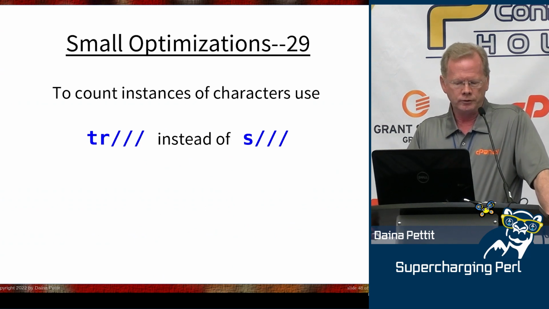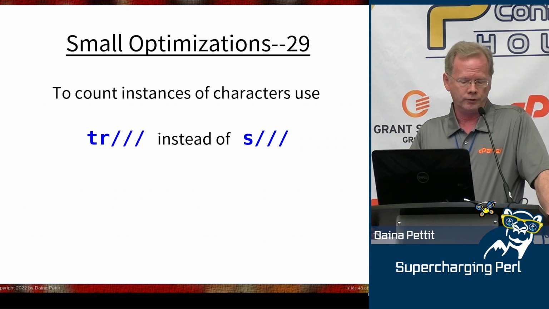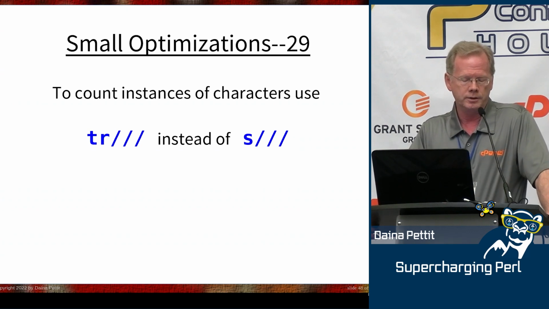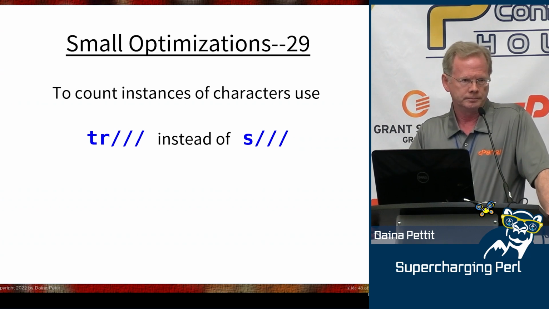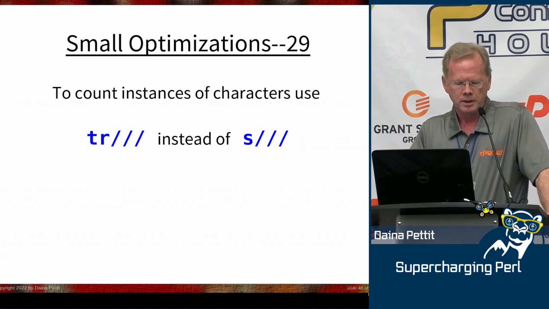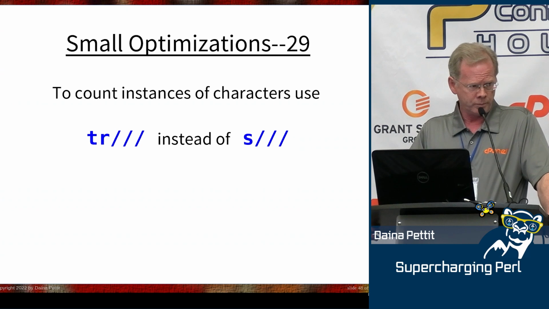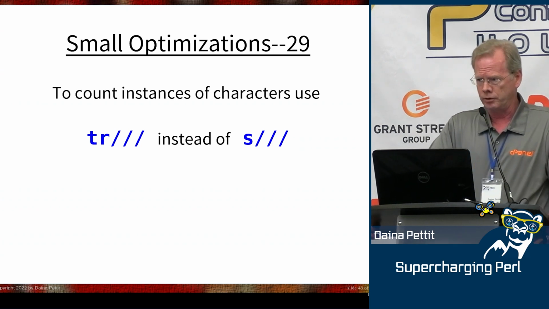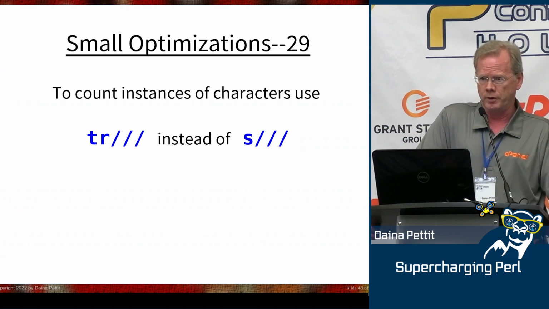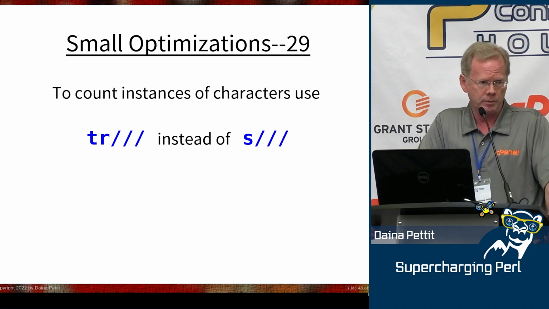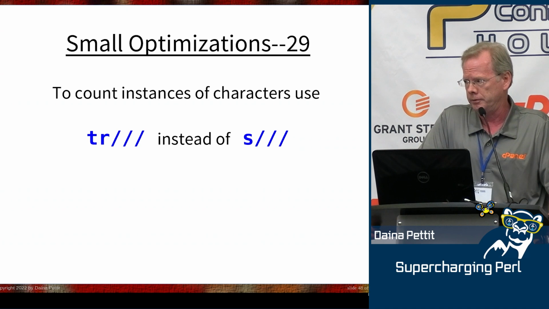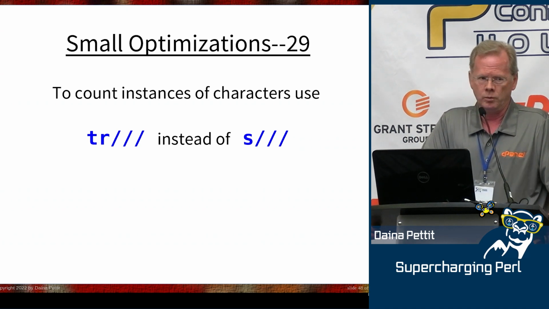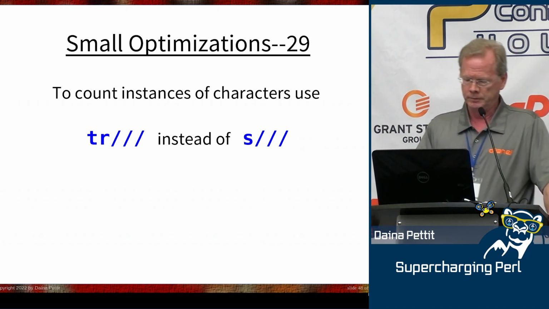If you're counting instances or want to see if a character exists, it's faster to do it with a tr than with an s///. There's some really great things about regular expressions, but the downside to the regular expression engine is that it's very general. It's supposed to basically be able to work with any sort of parameters you give it, whereas tr is very specialized. And that's why tr will be faster for a lot of things.